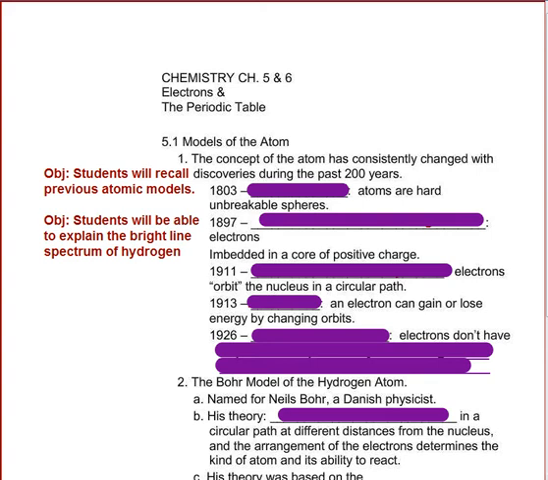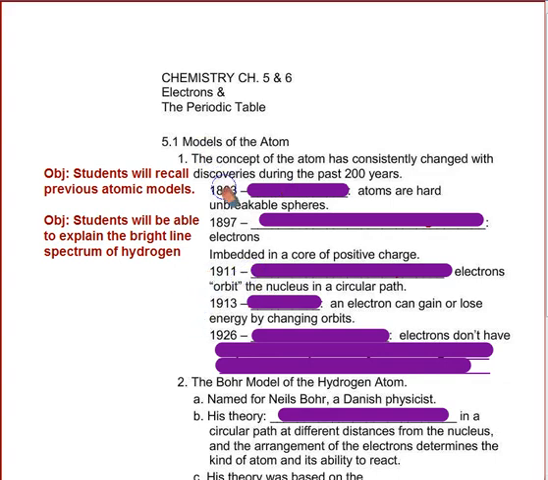Okay, here we are with electrons and atoms in the periodic table. We're going to start with electrons and atoms in section 5.1. Now, model the atom. First of all, our objective for this part: students are going to recall previous atomic models that we covered in chapters 4 and 25, and students will be able to explain the bright line spectrum of hydrogen, which is coming up.